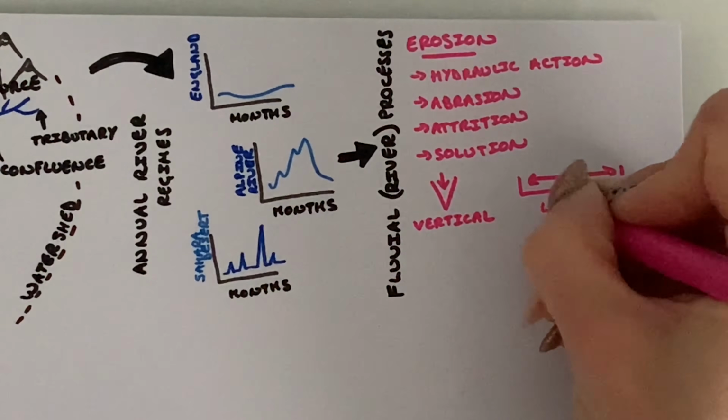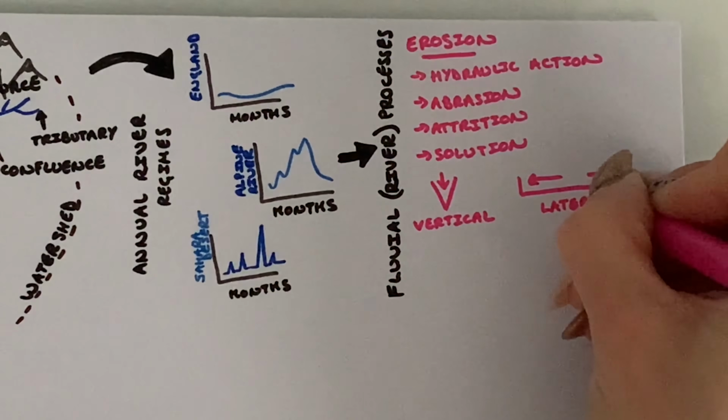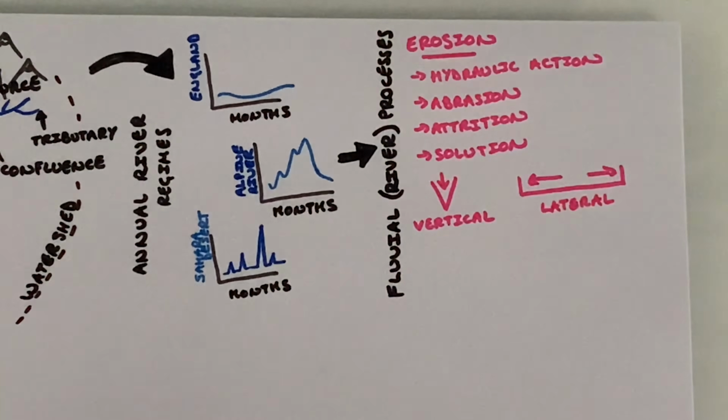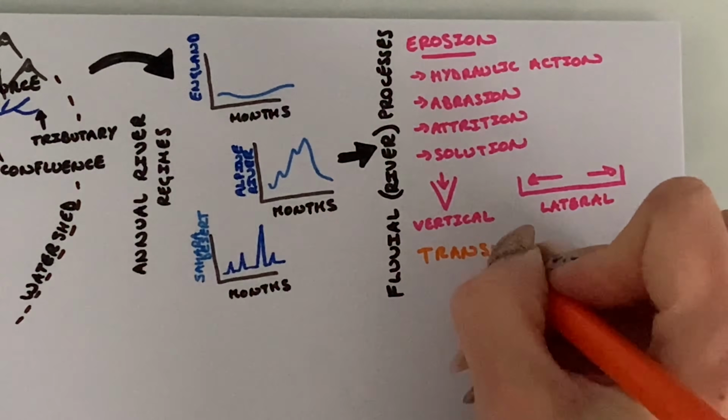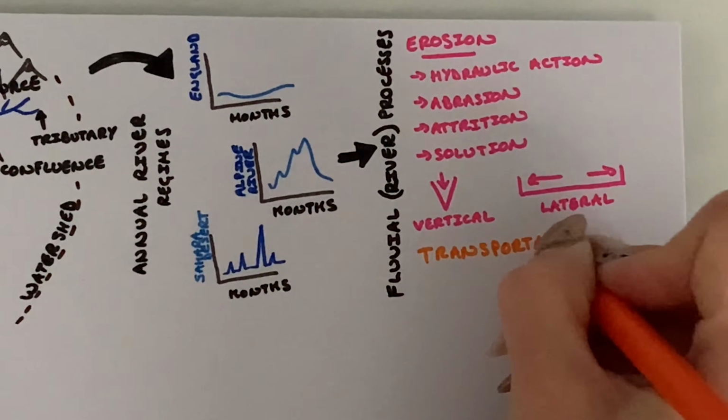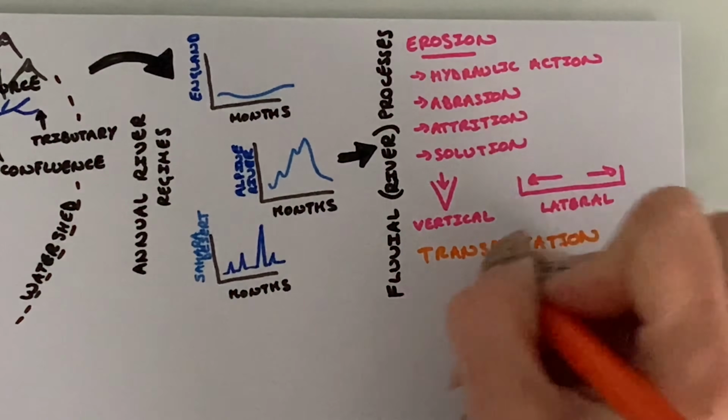And the first is known as vertical erosion, that V shape on the left-hand side, and that means downwards erosion, vertical erosion. Whereas lateral erosion on the right-hand side means sideways erosion. So we get more vertical erosion in the upper course and more lateral erosion in your lower course.